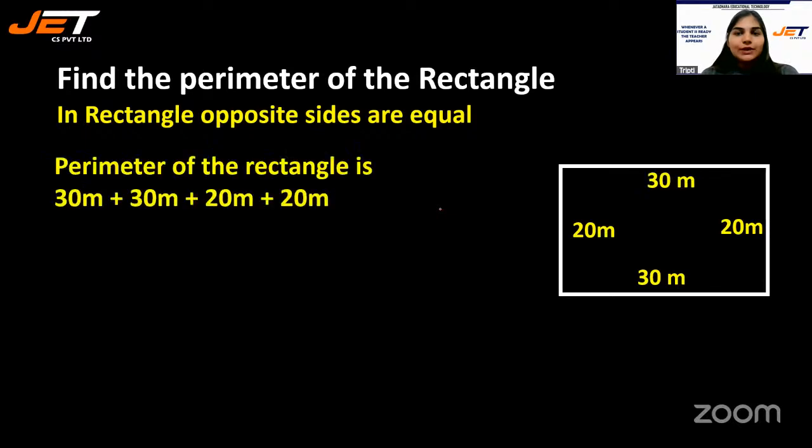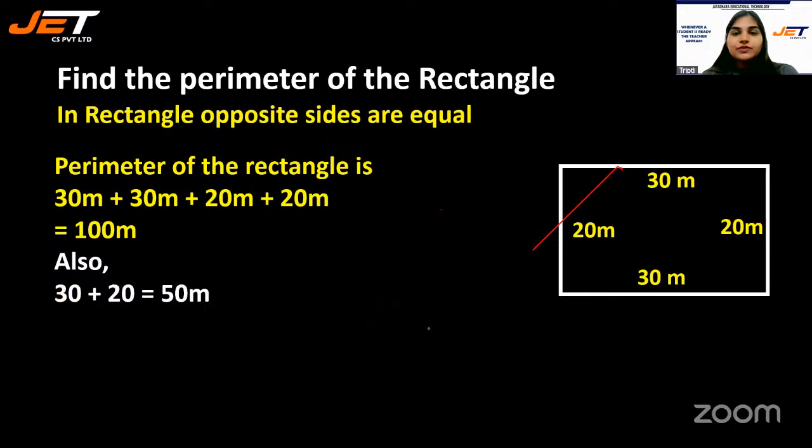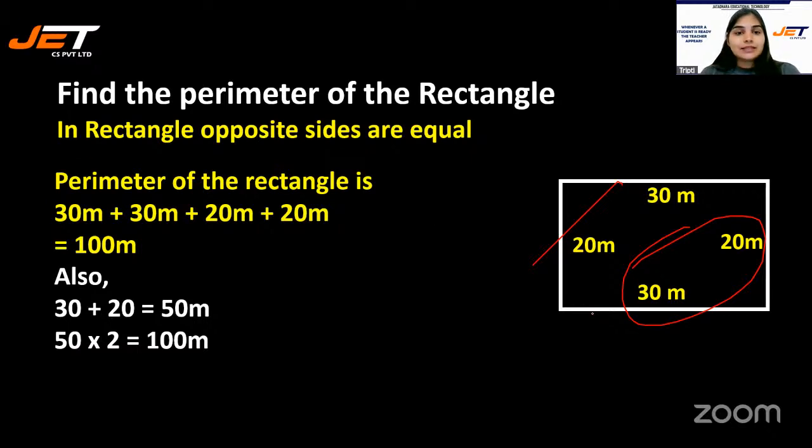Here again, I'll do 20 plus 20 and 30 plus 30, which is equal to 100 meters. The other way, it's 1 time 20 plus 30, which is 50. So 2 times 20 plus 30, which is equal to 100 meters. By both the ways, you are going to get the same answer. Now, moving on to the next one.